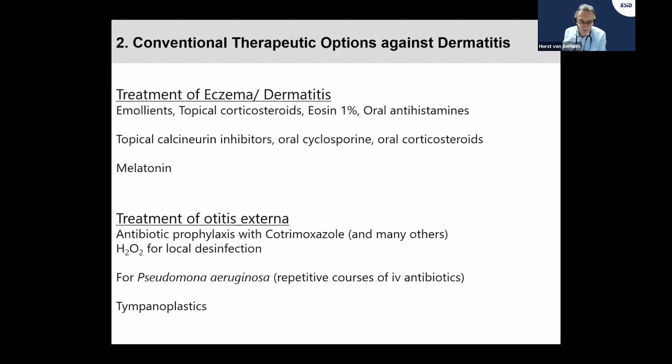We treat these eczemas with all the things we know: emollients, topical steroids, eosin, oral antihistamines, topical calcineurin inhibitors, oral cyclosporin, or oral corticosteroids, melatonin if they don't sleep. We treat the otitis externa with antibiotic prophylaxis, with H2O2 for local disinfection. We give repetitive courses against Pseudomonas. We do tympanoplasties. To make the long story short, all this does not work very well in our patients.